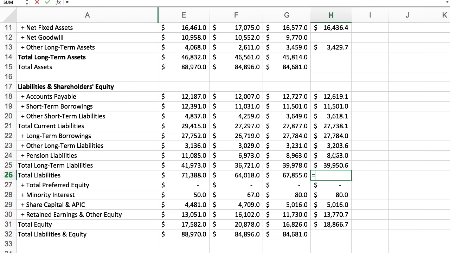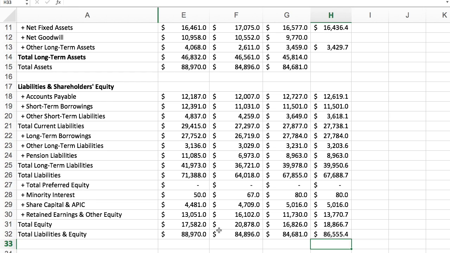Total liabilities equals total current liabilities plus total long-term liabilities, 67,688.7. Total liabilities and equity equals total liabilities plus total equity, 86,555.4. So very quickly, we have finished up the liabilities and equity side of the balance sheet.